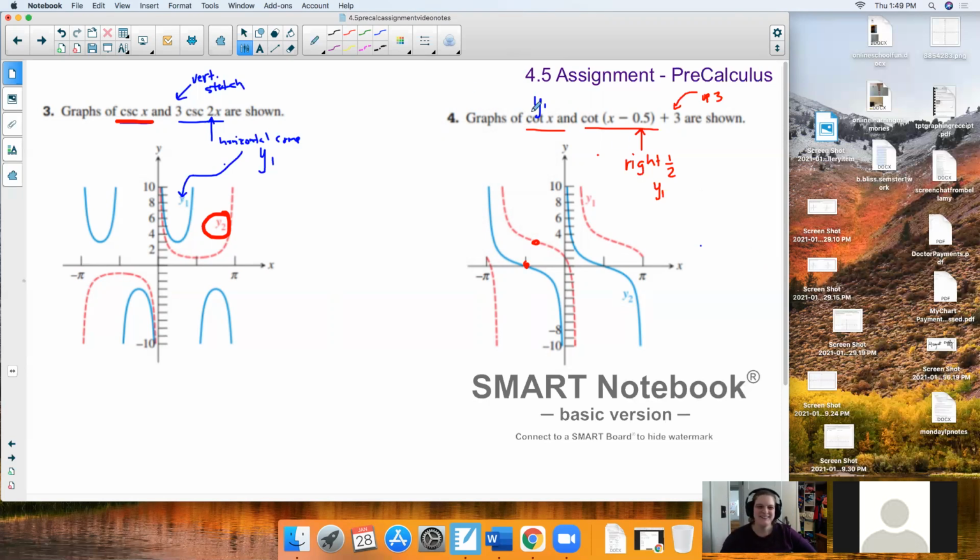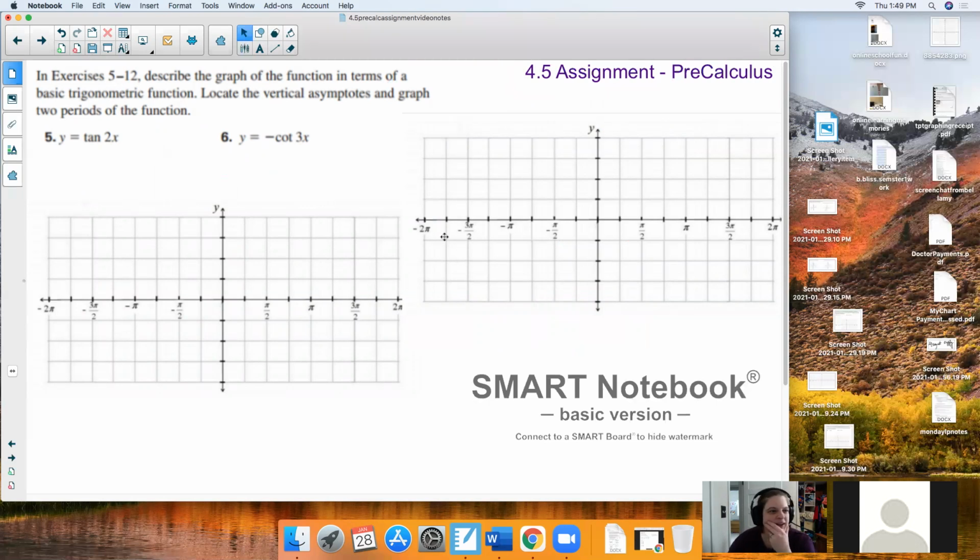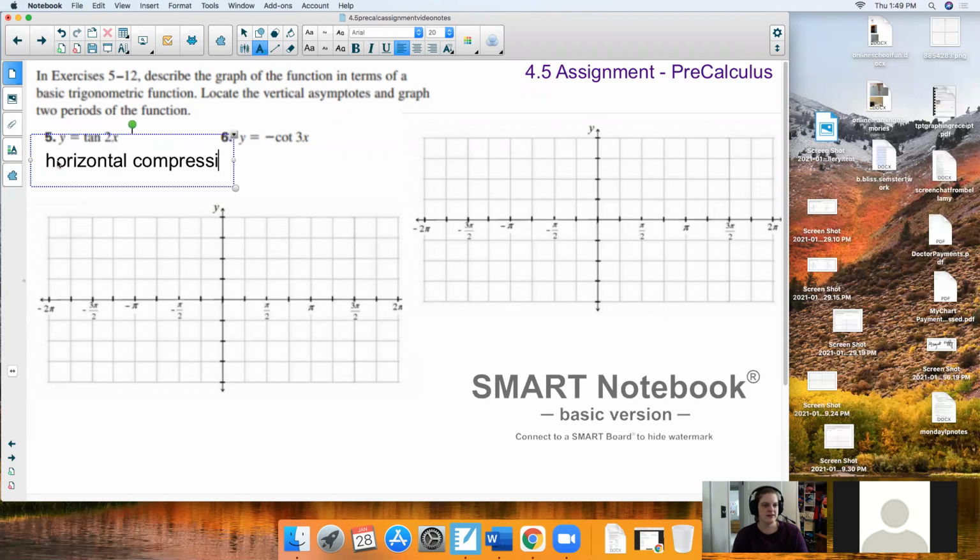Okay. All right. So moving on, we're going to move on to our next one here. So we've got to describe the graph of the function in terms of a basic trig function. So basically, what does it mean that it's doing to the 2? What is that 2 doing? And so that just means it's horizontally compressing it. Yep, by a factor of 2, not that that's a huge thing. And so now we're going to graph it based on what we see. So let's see, tangent. I just want to make sure I get it right.